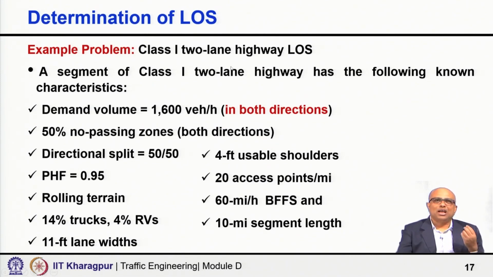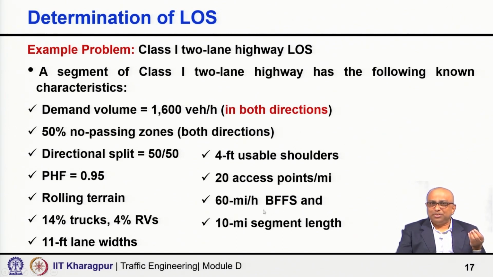This is an example of a Class 1 two-lane highway segment, and every input is given. Demand volume is given in both directions with a 50-50 split, so equal upstream and downstream, 50% no passing zone, and PHF value is given. It is in rolling terrain, which will be useful. The trucks and recreational vehicle percentage is given, 11 feet lane width, 4 feet usable shoulder. So, lane and shoulder widths are given, and access point density is given as 20 access points per mile.